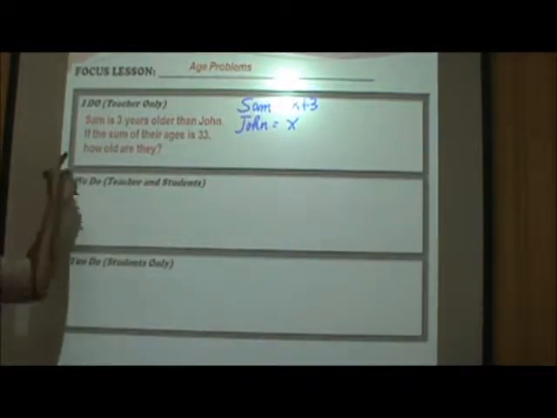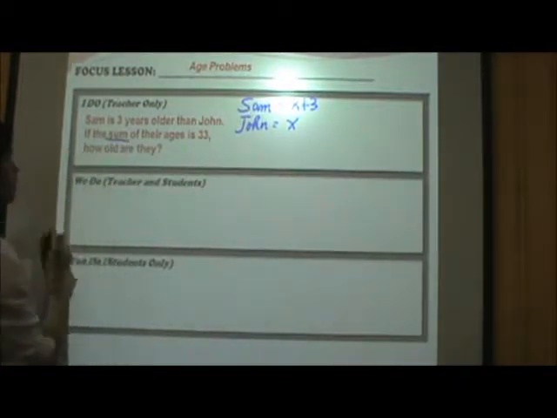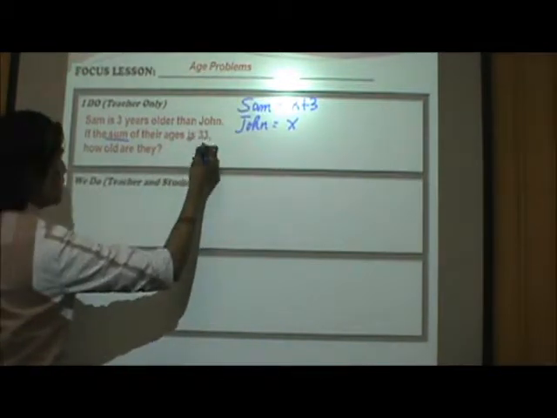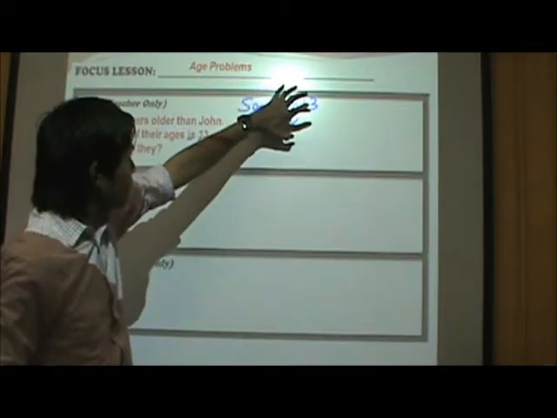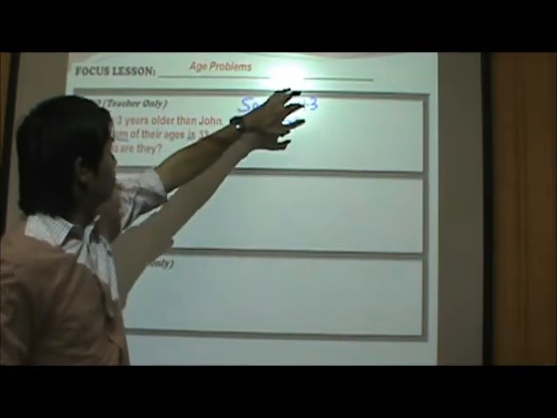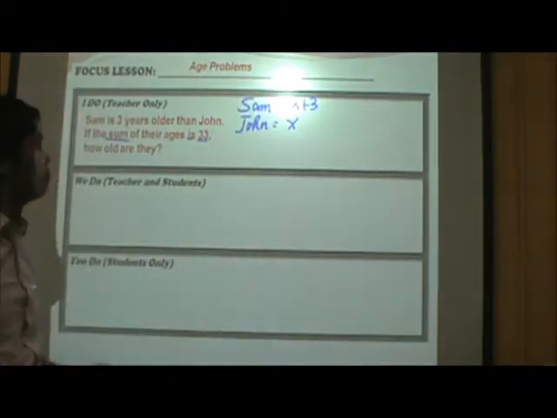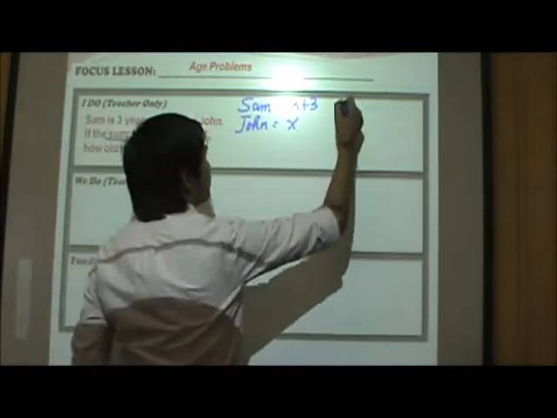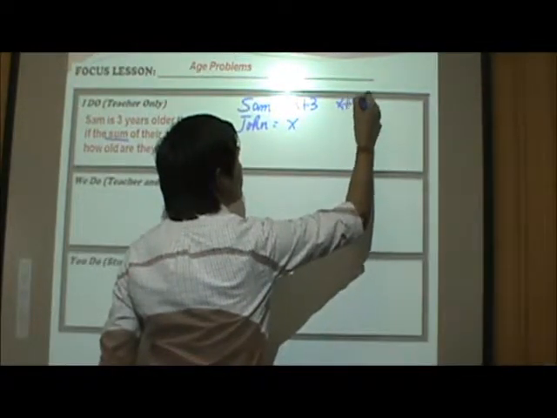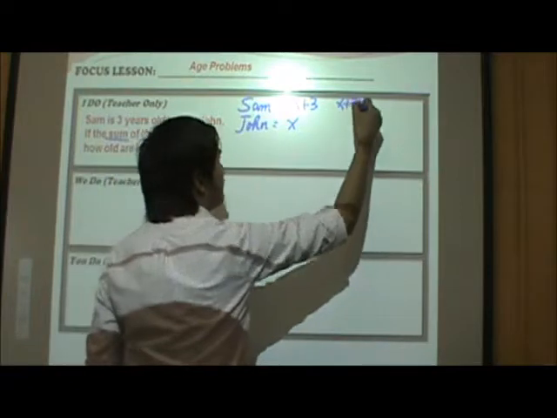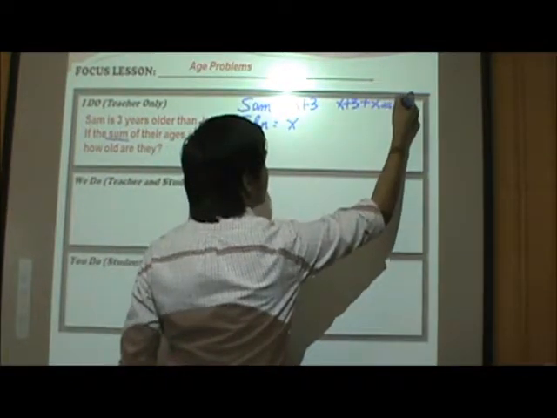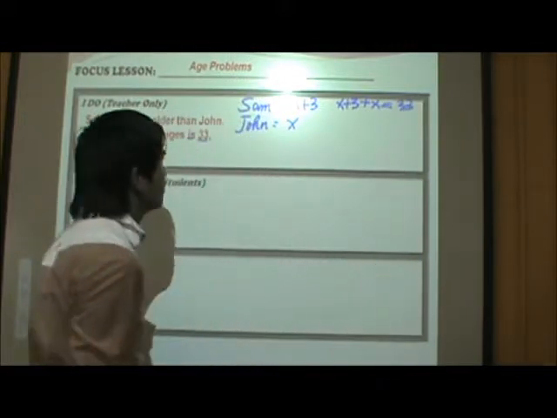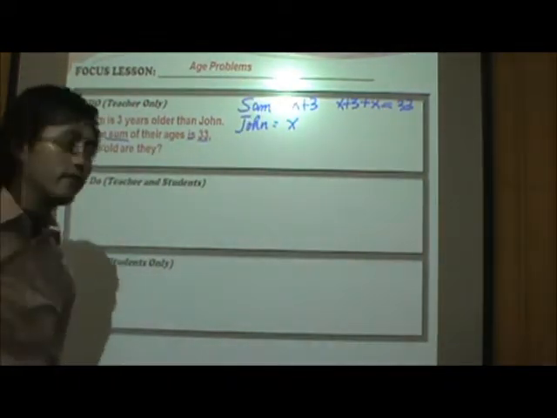So I'll go ahead and go to the next sentence, which is the sum of their ages is 33. So that means if I add them, the sum will be 33. So my equation will be X plus 3, that's Sam's age, if I add it to John's age, which is X, then I will get 33. Now the question is, what's going to be the value of X?